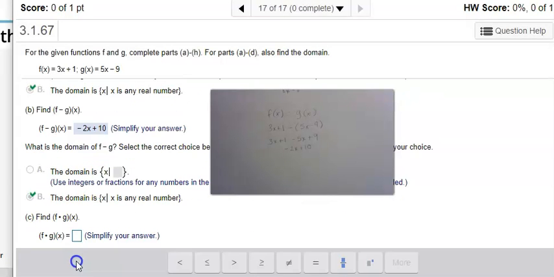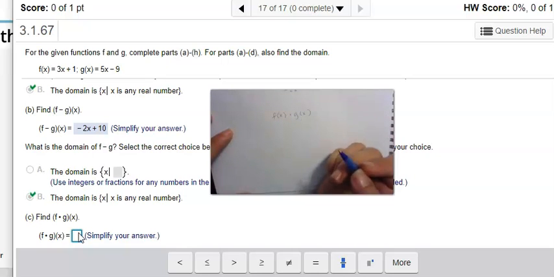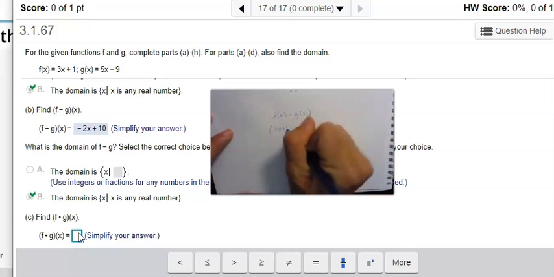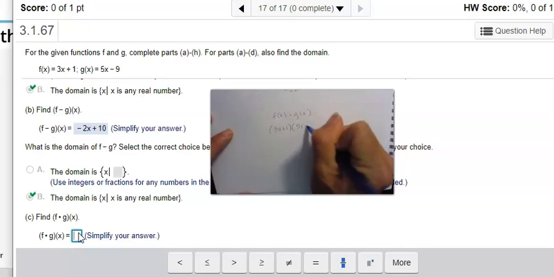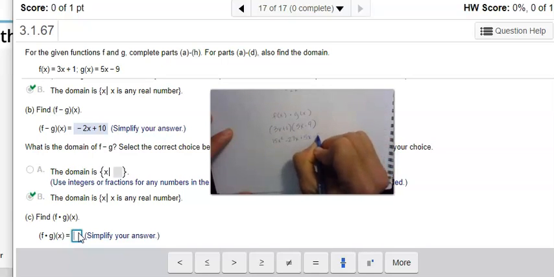Alright, next they ask us to find f times g of x. So that's where you take f of x and multiply by g of x. So we have 3x plus 1 that we're trying to multiply by 5x minus 9. So that means we need to FOIL. 3x times 5x is 15x squared. 3x times negative 9 is negative 27x. 1 times 5x is 5x. And 1 times negative 9 is negative 9.